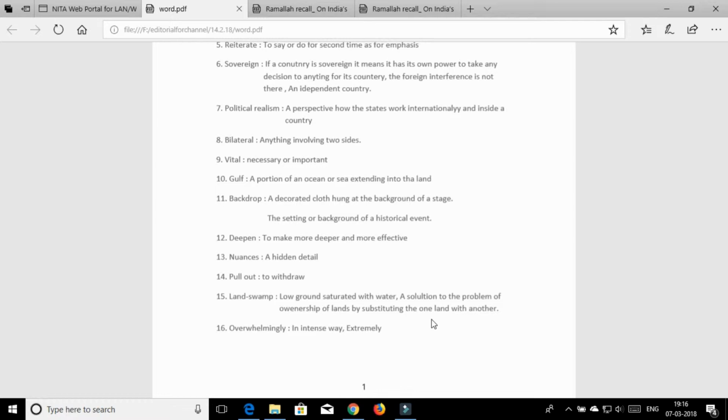Next word is overwhelmingly. This is in an intense way, extremely, in full energy.